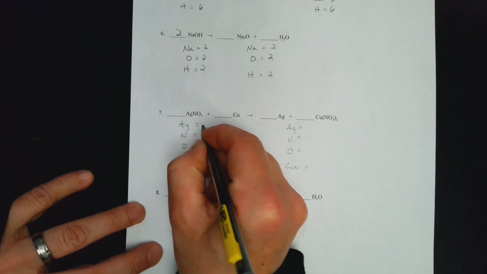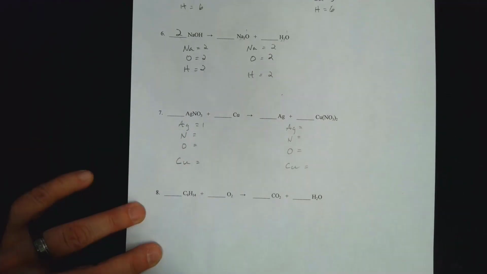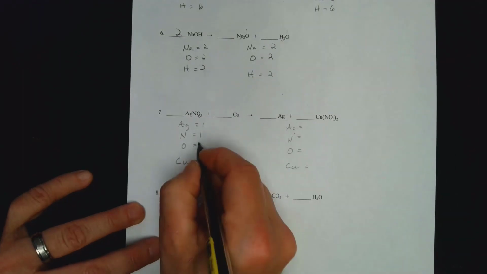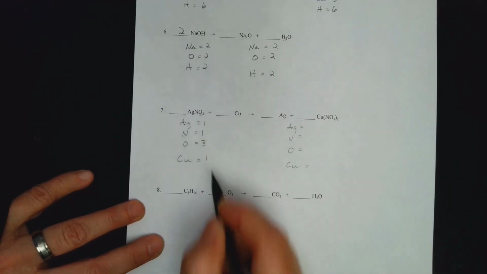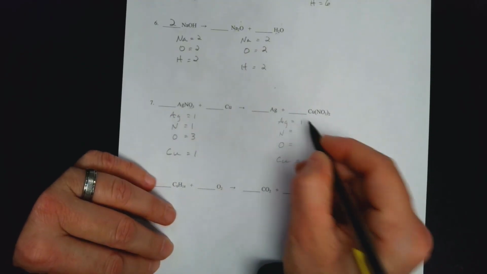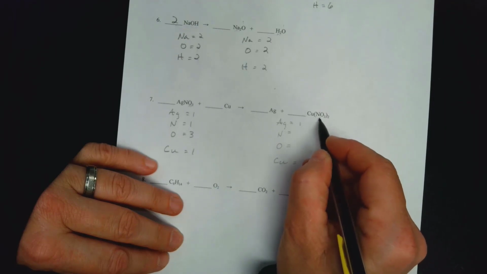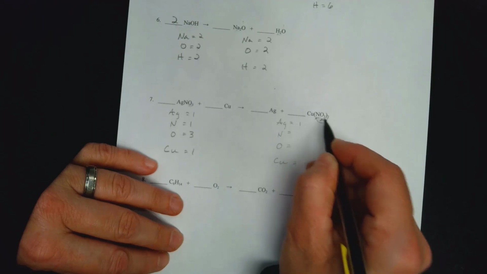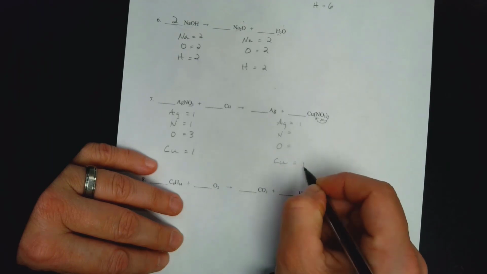There's no subscript on the silver, so we have 1 silver. Now, there's no parentheses here, so this subscript of 3 only relates to the oxygen, which means nitrogen's all by itself. We have 1 nitrogen. We have 3 oxygen, because that subscript is telling us how many oxygens, and we have 1 copper. On this side, we have 1 silver. Now this is a polyatomic ion, NO3, and this subscript specifically relates to both things that are in the parentheses. There's no parentheses here, so we only have 1 copper.